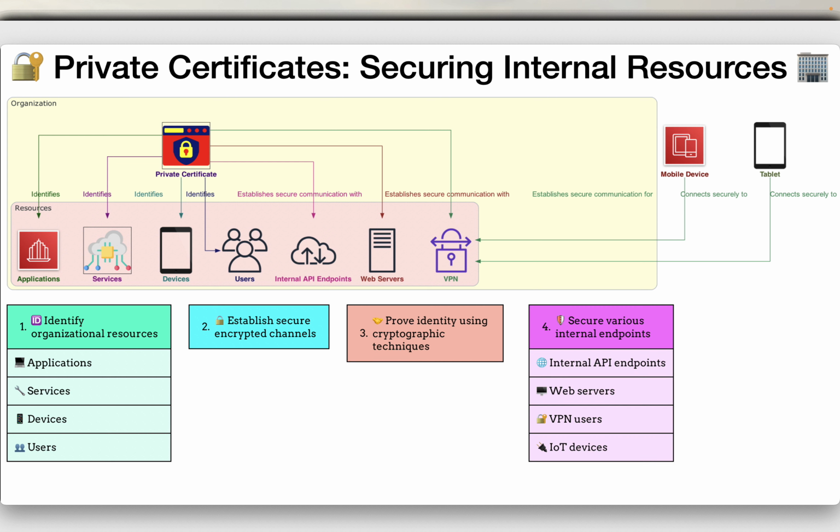Secure various internal endpoints. So private certificates are used to establish encrypted communication channels for many internal applications, such as internal API endpoints, for secure communication between internal services and applications. Then we have web servers, for secure access to internal websites and web-based applications. Then we have VPN users, for secure remote access for employees and contractors, and IoT devices, to establish secure communication between IoT devices and the backend systems. So this is all about private certificates.